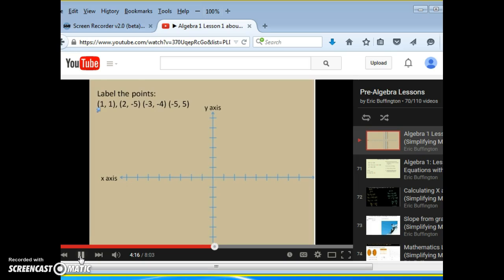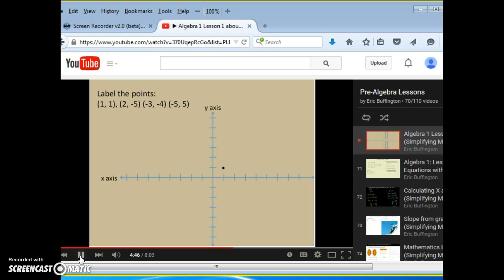We're given some ordered pairs. That's what these are called. They have X values and Y values, and we're going to draw the points up here on the board. So the first point is 1, 1. And to do that, we would start at the origin, move one place to the right along the x-axis, and then one place up on the y-axis. So that would be our first point, 1, 1. That would be this point right here.